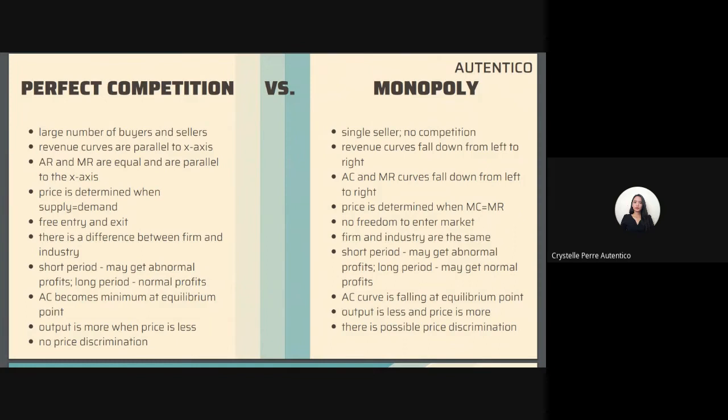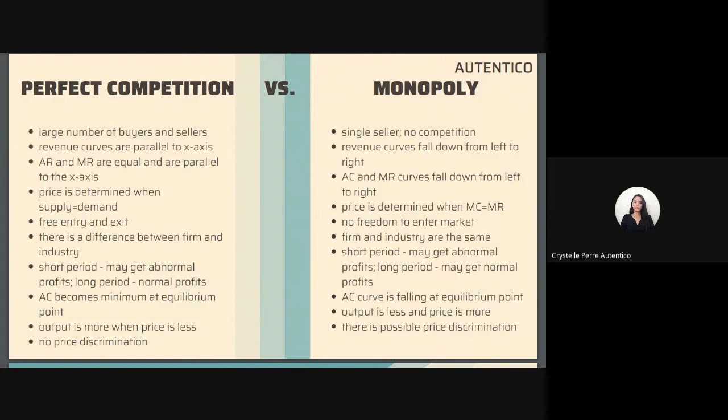Fourth, in order to determine the price under perfect competition, the supply must be equal to the demand. Whereas under monopoly, price is determined when MC equals MR. It bases its price on both because it is at that point where the monopolist's firm can obtain maximum profits.